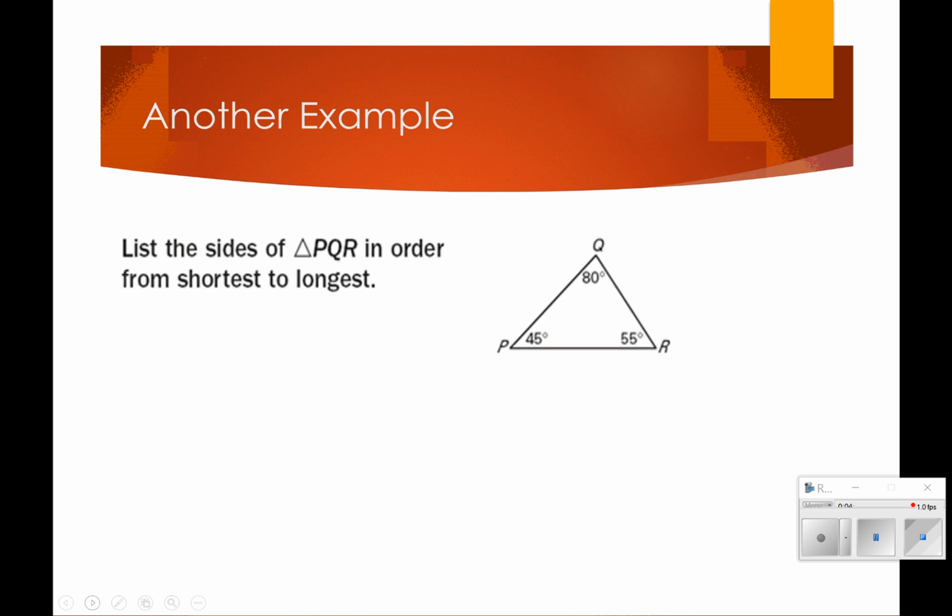So now let's list the sides of triangle PQR in order from shortest to longest. My smallest angle is 45 degrees, so it's opposite side QR, so I'm going to have QR as my shortest. Then my next angle is angle R, which was 55, and it's opposite QP, so that's my middle side. And then my last angle is 80 degrees, and the side opposite that is PR. So my order from shortest to longest is QR, then QP, and then PR.